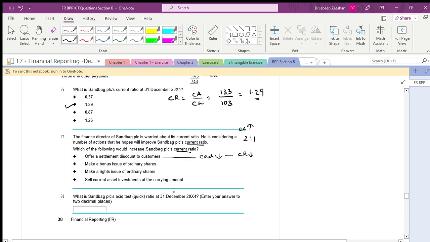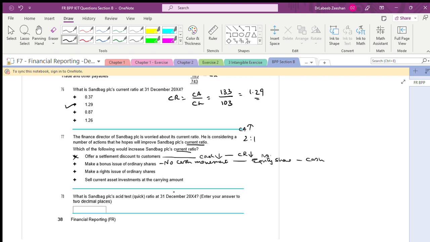Fine. Make a bonus issue. A bonus issue has no cash movements. Only the number of equity shares will increase. It doesn't have any impact on cash, so it is also not related. Make a rights issue of ordinary shares.